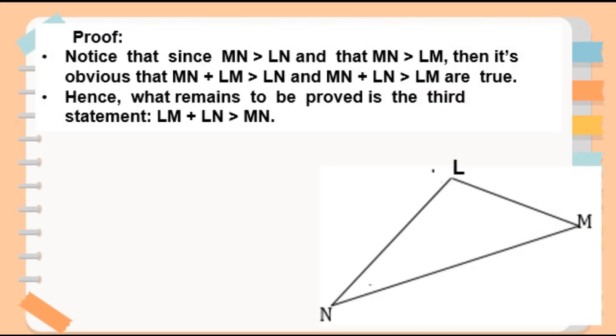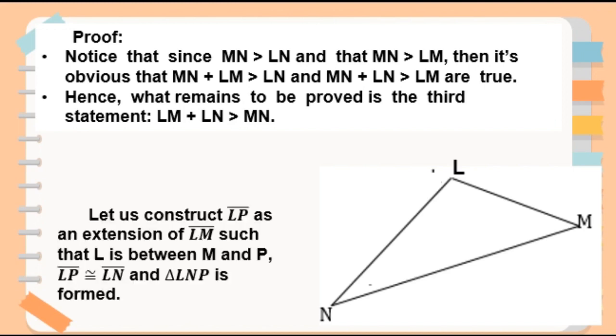Proof, notice that since MN is greater than LN and that MN is greater than LM, then it's obvious that MN plus LM is greater than LN, and MN plus LN is greater than LM are true. Hence, what remains to be proved is the third statement, LM plus LN is greater than MN. So let us construct line segment LP as an extension of LM, such that L is between M and P. So line segment LP is congruent to line segment LN, and triangle LNP is formed.